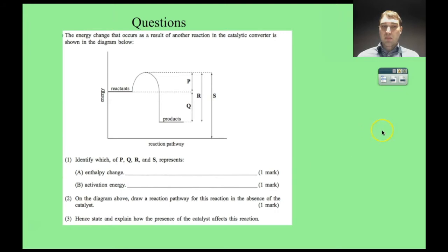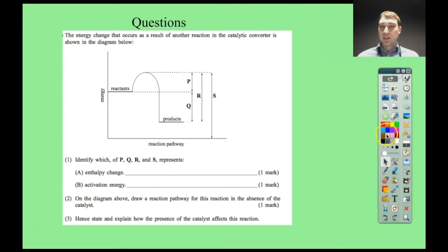On the diagram above, it says draw a reaction pathway for this reaction in the absence of a catalyst. So we don't have a catalyst, so that means that the activation energy is going to be much higher. So my activation energy is going to be higher because we're talking about a catalytic converter. In a catalytic converter, there's catalyst presence. So without the catalyst in the catalytic converter, the activation energy is going to be much higher.